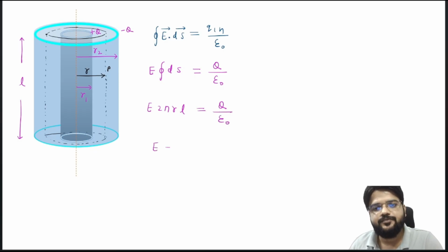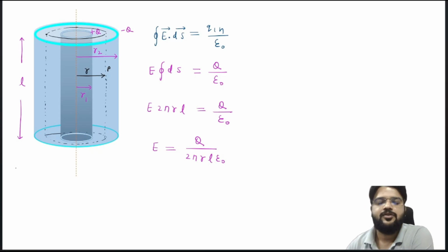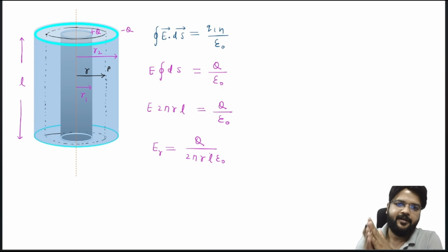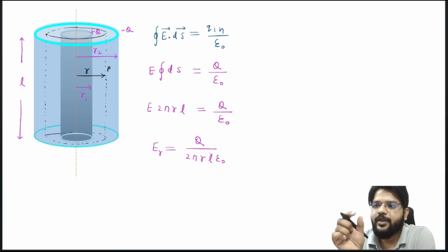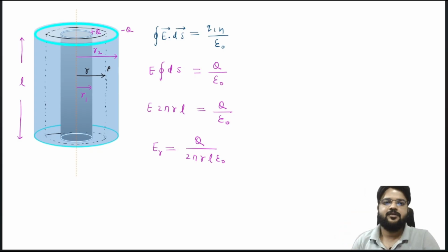Now E equals Q by 2 pi R L epsilon naught. This we will get. So the electric field is equal to Q by 2 pi R L epsilon naught. This is the electric field at distance R. Here the electric field is not constant. We can see it here, the electric field is a function of R and R is varying, correct? Between the electric field and position we have a hyperbolic relation, and the electric field is not constant. So if you want a potential difference, first of all we need to find the potential difference for a small region. So let's see it now.